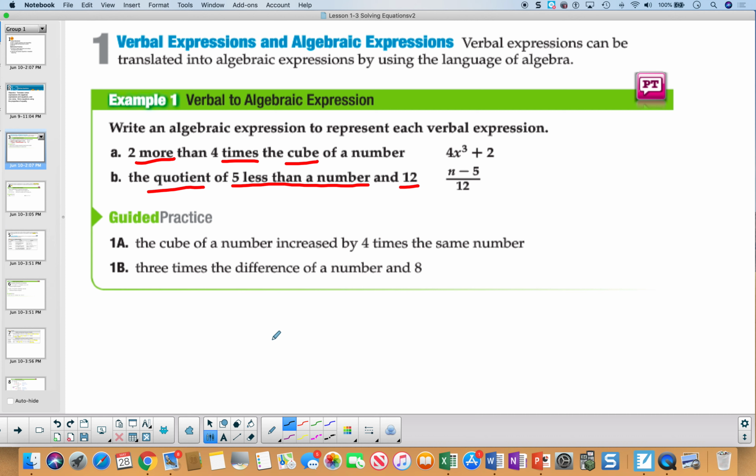Let's go ahead and translate the cube of a number. So I'll say x cubed. Increased is plus 4 times the number. The next one says 3 times, and now it's going to tell us we're going to multiply by a difference, which means I need parentheses to write my difference, and my difference will be y minus 8.